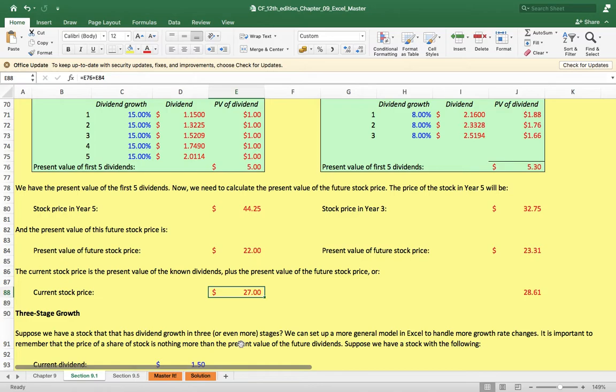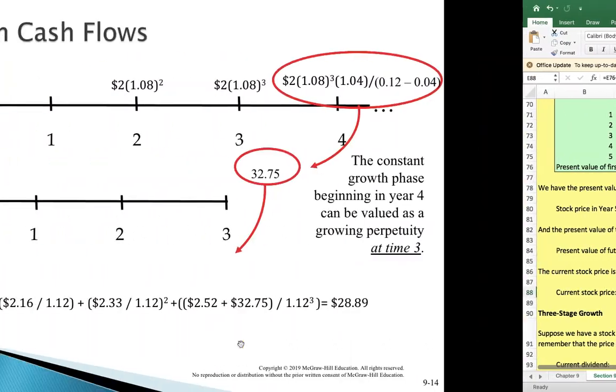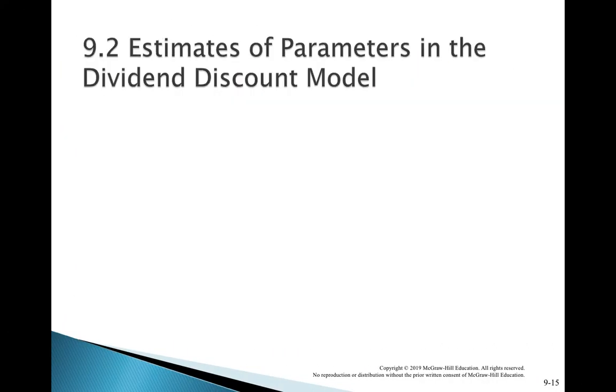Now we will go for three-stage growth and multi-stage growth. We can do it through the spreadsheet. Before going to that, let us go to the PowerPoint to discuss some more theoretical part. So the next discussion is estimation of parameters in the dividend discount model.